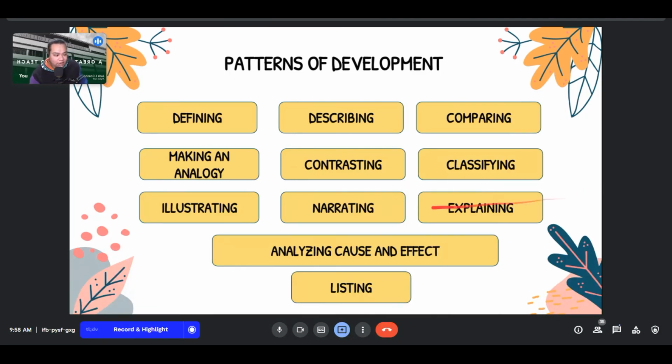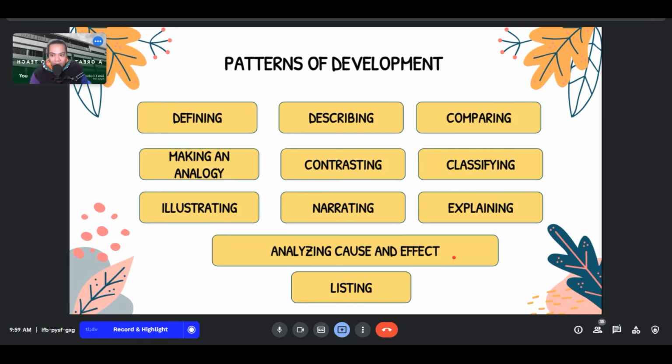Okay? Next is narrating. In narrating you're essentially telling a story or a timeline of certain events or certain accounts that are related to your concept. And we have explaining. Of course, we'll give certain explanations, expounding upon the concept itself, analyzing cause and effect.